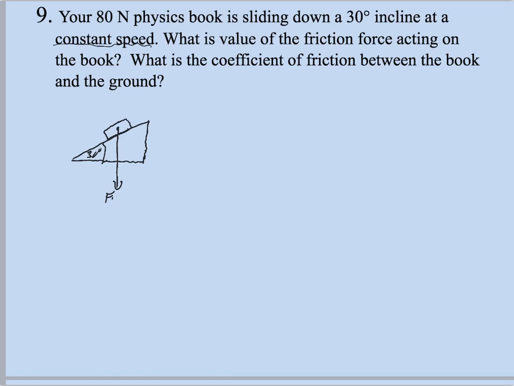Do they give us the value? They do. It's 80 newtons. And what about that normal force? Normal force is going to be perpendicular to the surface of the incline, so it's going to go straight up like this. That's normal. Which way is the book moving? It's sliding down the hill, so friction force is going to go up the hill, parallel to the surface, and it's kinetic friction.